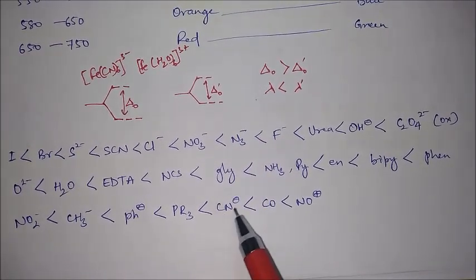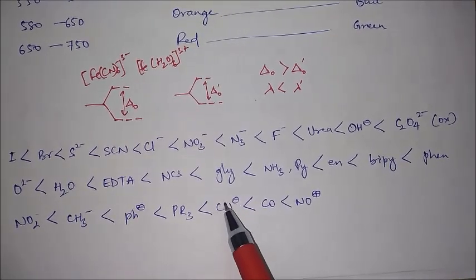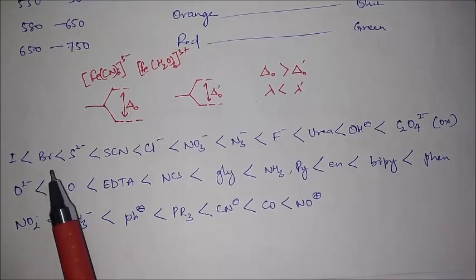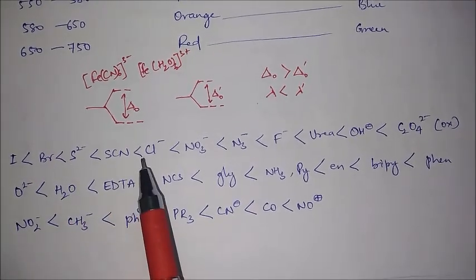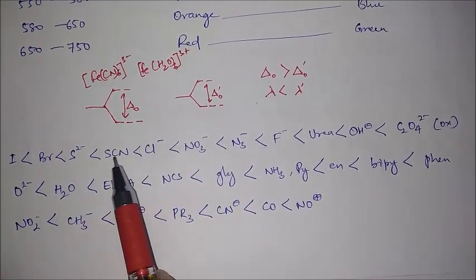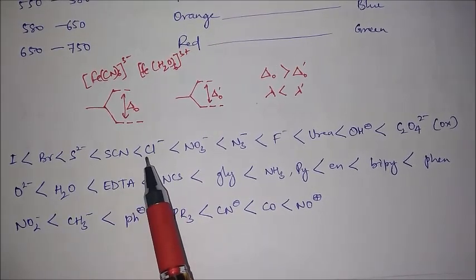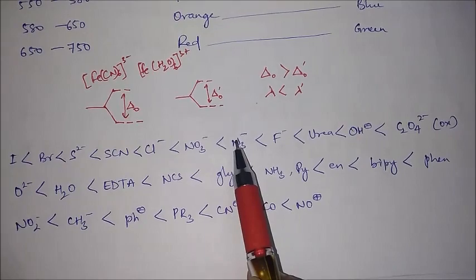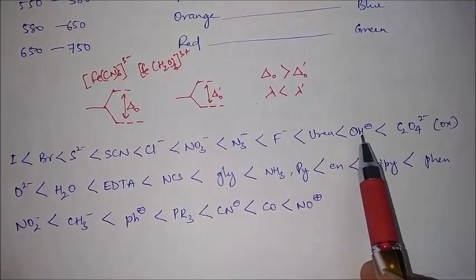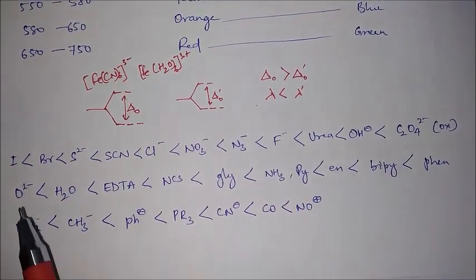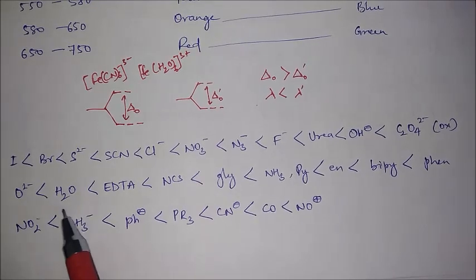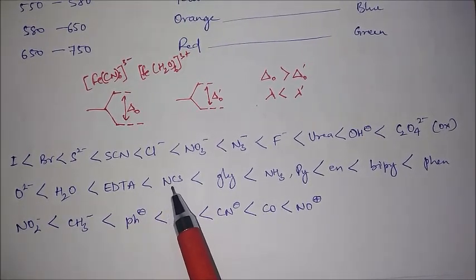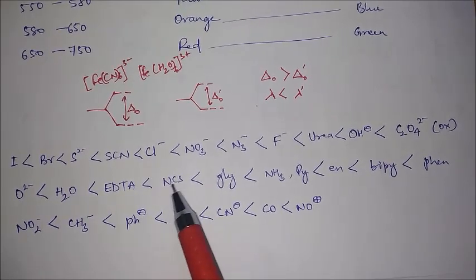For cyanide, the ligand is over here, one of the highest, so it's in increasing order, okay. So iodine is the least one, then bromine, then sulfur, then thiocyanide, then chlorine, then NO3, N3, fluorine, urea, OH, then oxalate, then oxo, H2O, that is aqua, then EDTA, then thiocyanate, and then glycine.